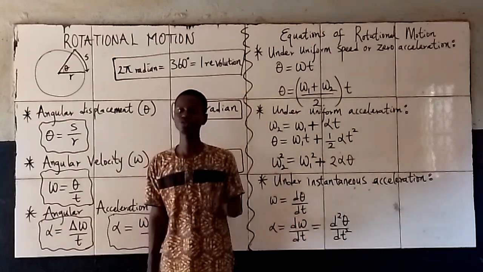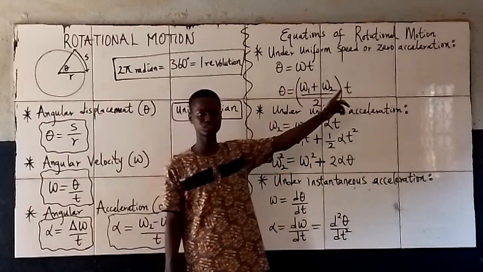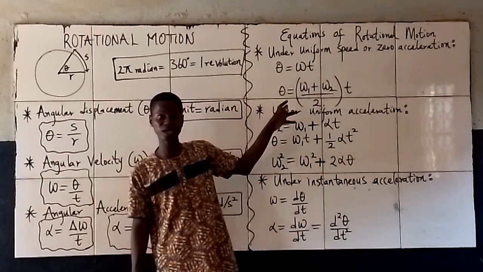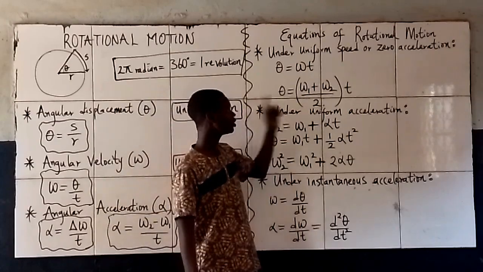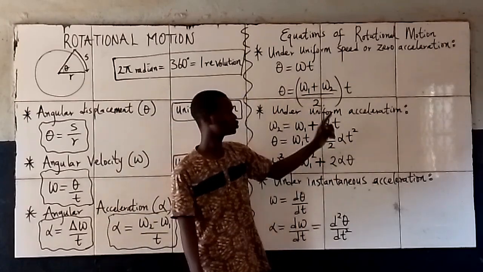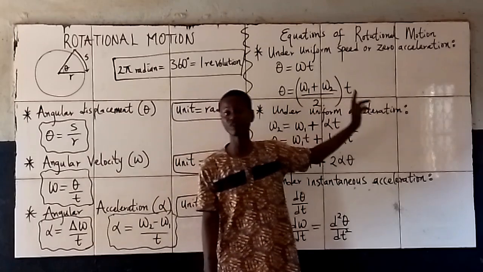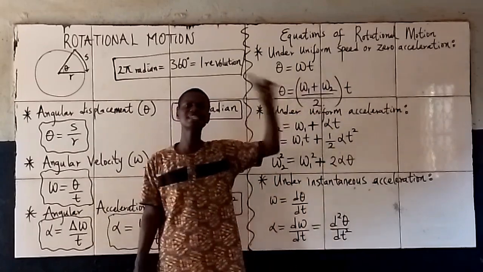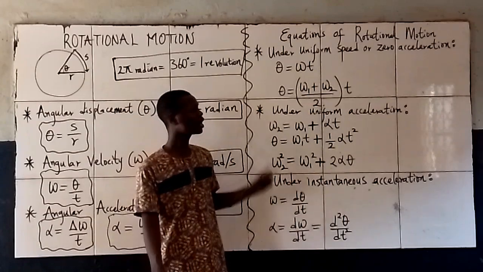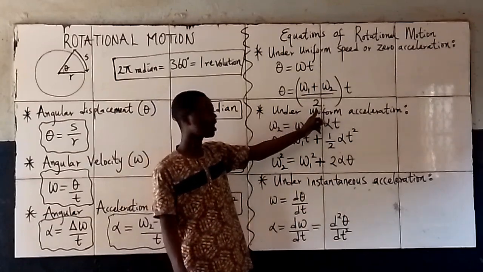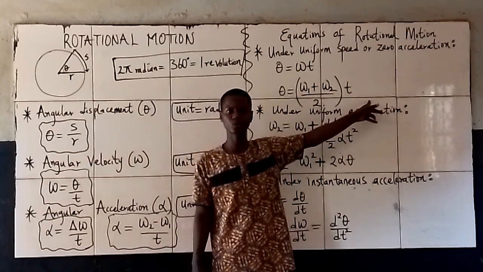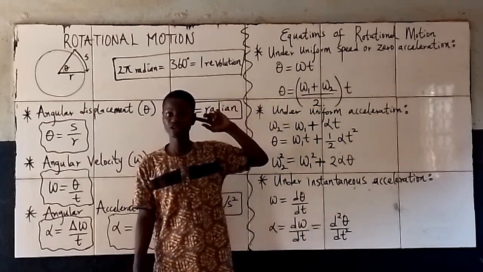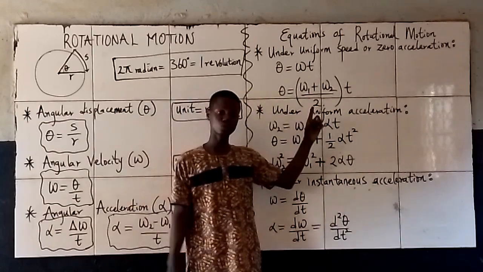But if you're given two values for the angular velocities, what do you make use of? It is this second formula. To get the angular displacement, you make use of omega 1 plus omega 2, divided by 2, everything times time. Now what you're actually doing here is taking the average of the two angular velocities, then you multiply with the time. So if you're given just one angular velocity, make use of this. But if you're given two angular velocities, make use of this.